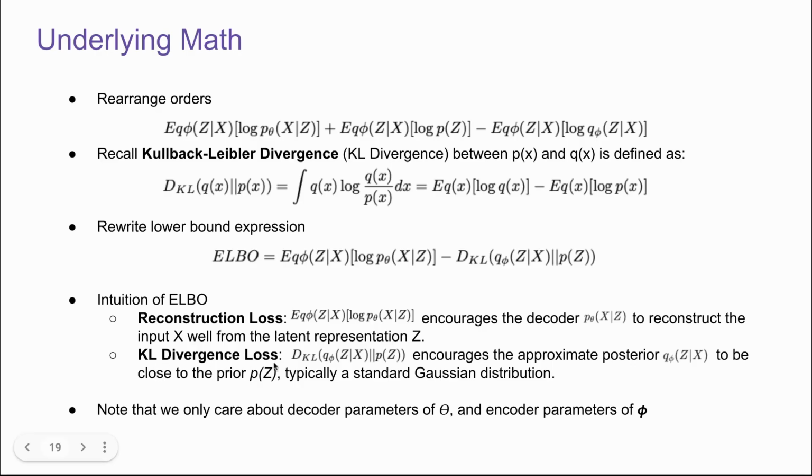And the KL divergence loss is trying to encourage the approximate posterior to be close to the prior p(z), typically a standard normal distribution. Note that we only care about decoder parameters theta because it's x given z, so it's only in the decoder. And we only care about the encoder parameters phi because it's probability of z given x. This only concerns the encoder. So you can consider theta as the decoder parameters and phi as the encoder parameters.